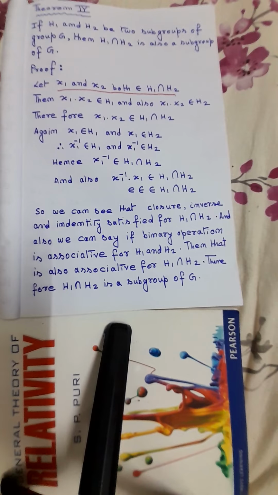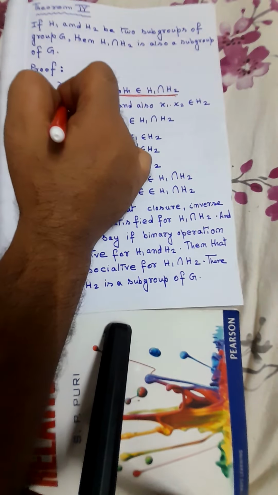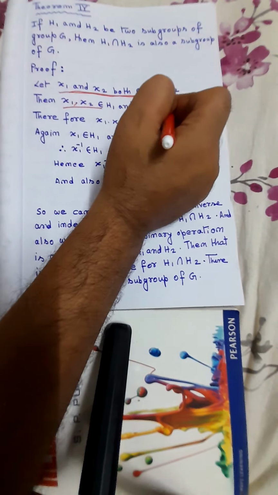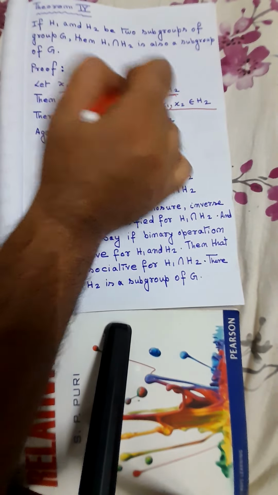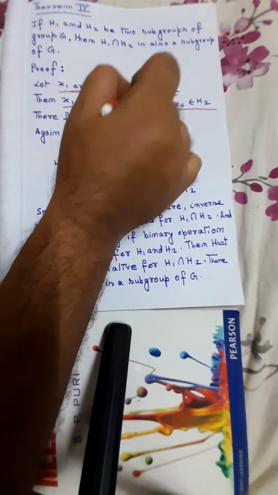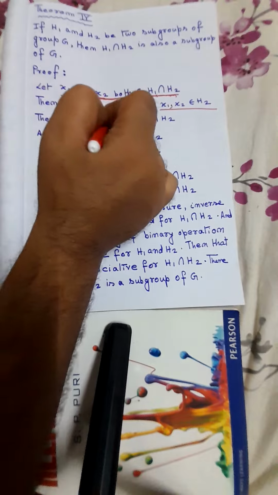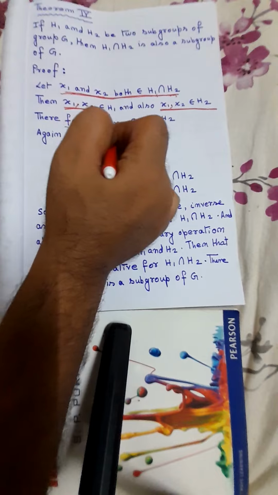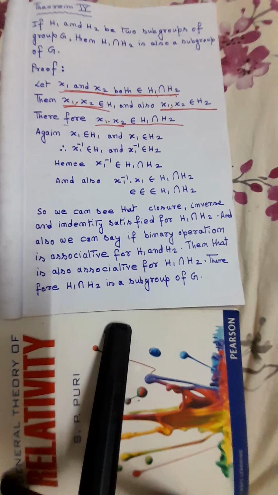What does intersection mean? Intersection is common. Correct? If both of these belong to H1 intersection H2, that means X1 and X2 belong to H1, and X1 and X2 belong to H2, right? Because intersection means common. So if in the intersection of H1 and H2 these two elements belong, that means X1, X2 both belong to H1 and X1, X2 both belong to H2. Therefore, we can say X1, X2 belongs to H1 intersection H2. Correct?